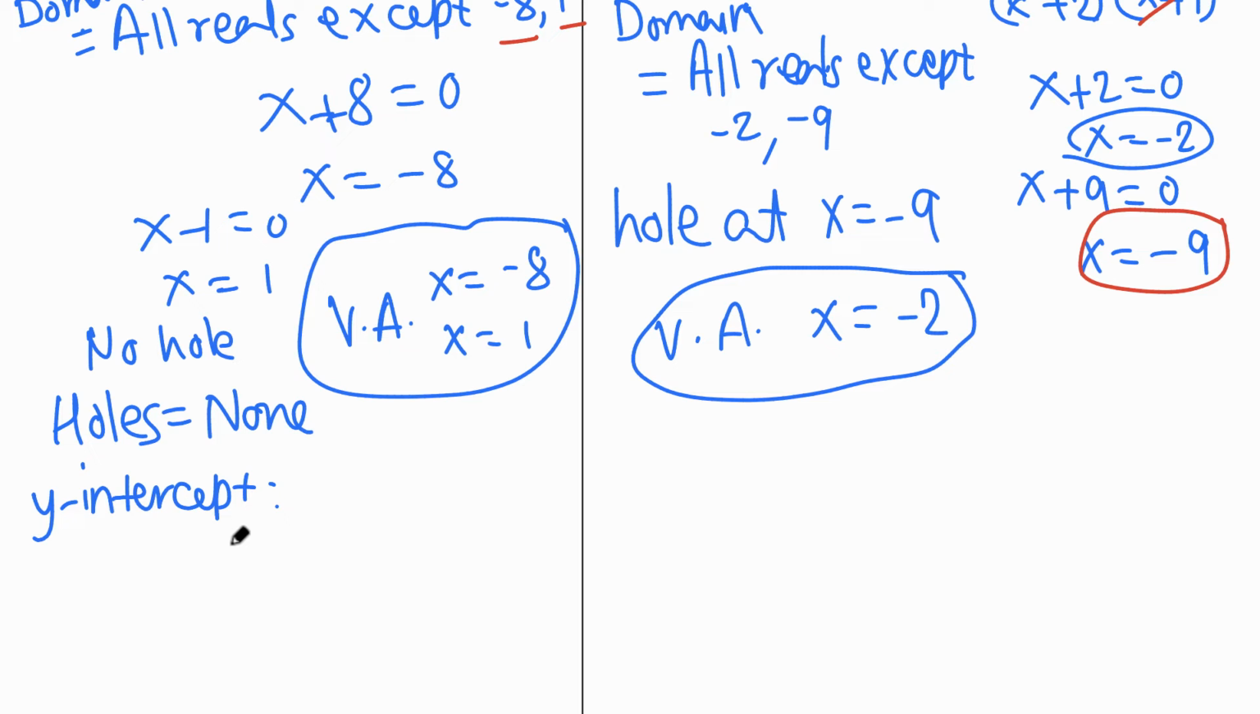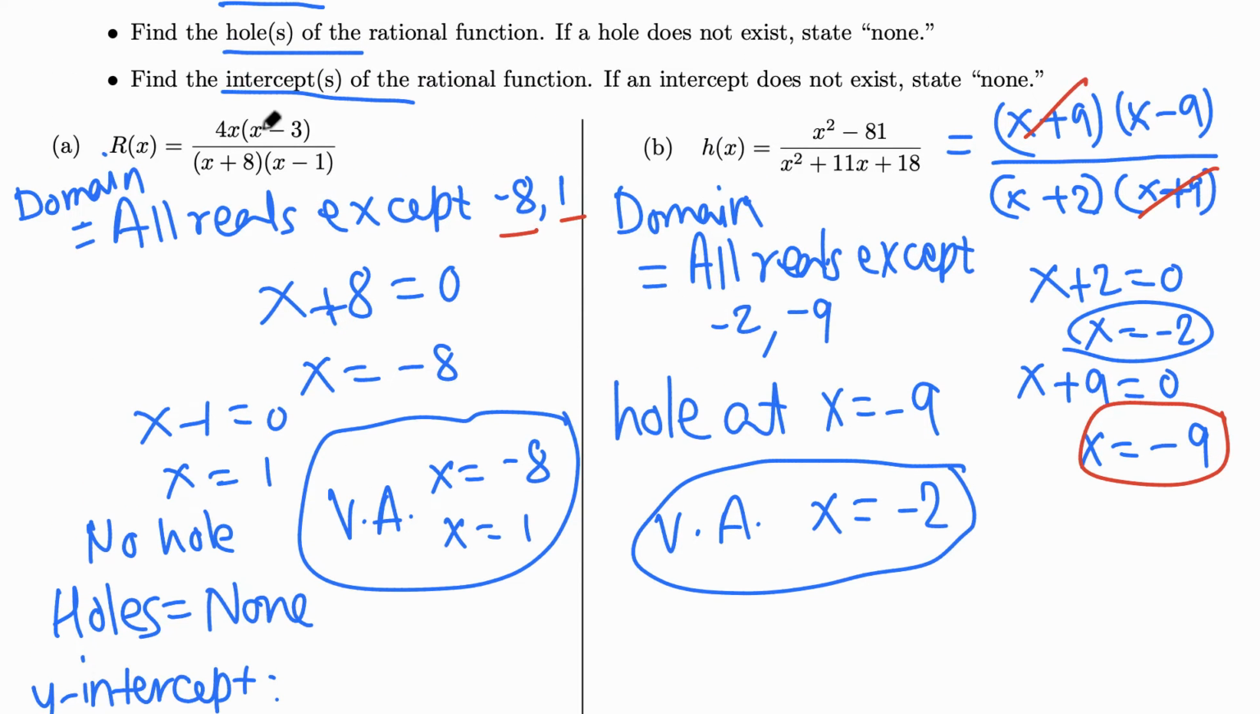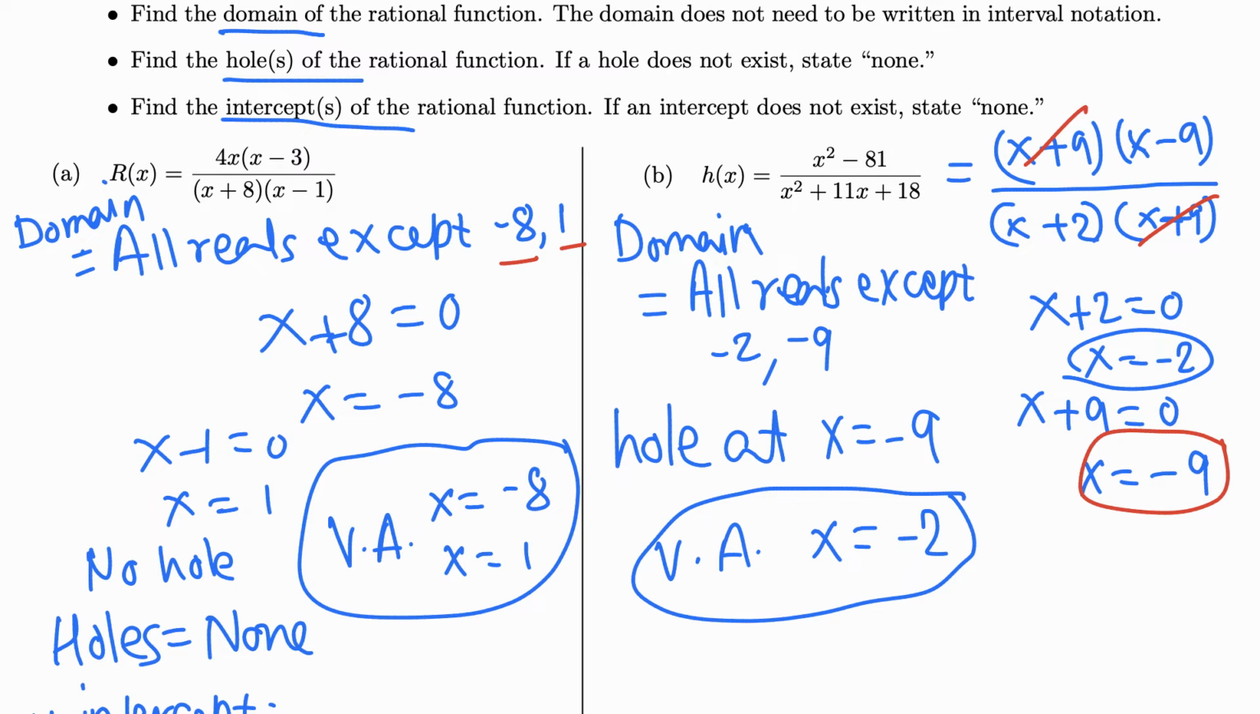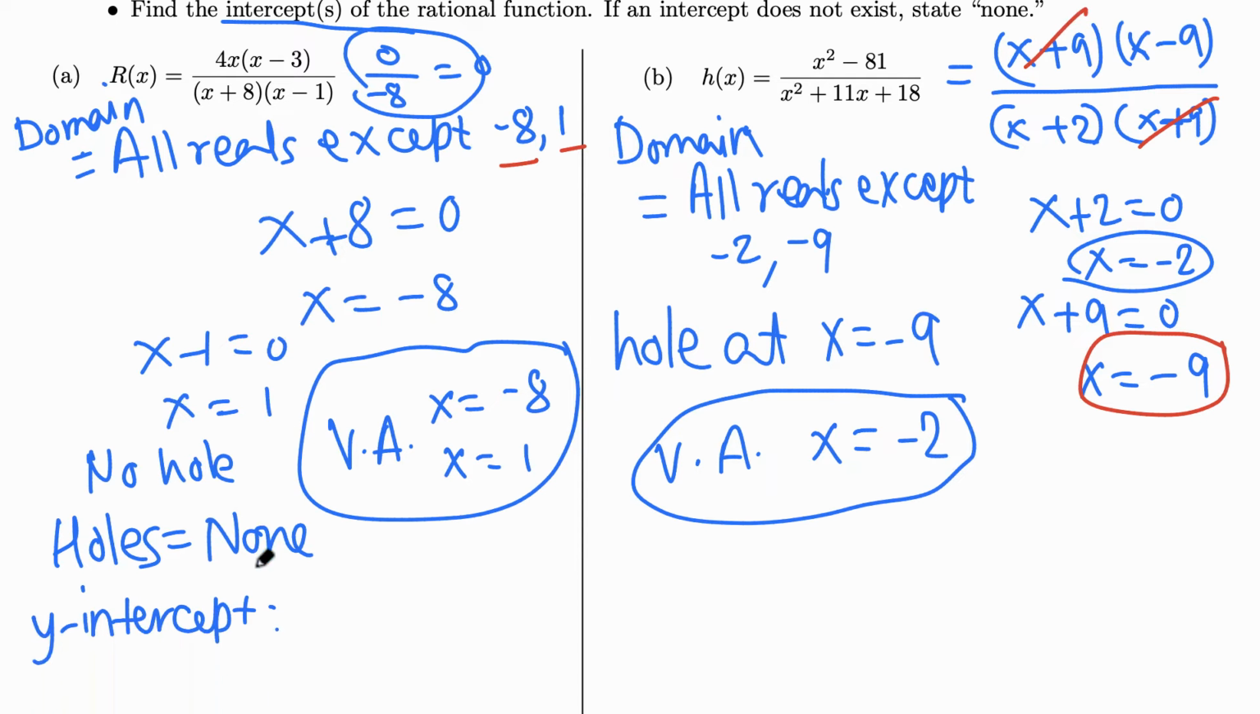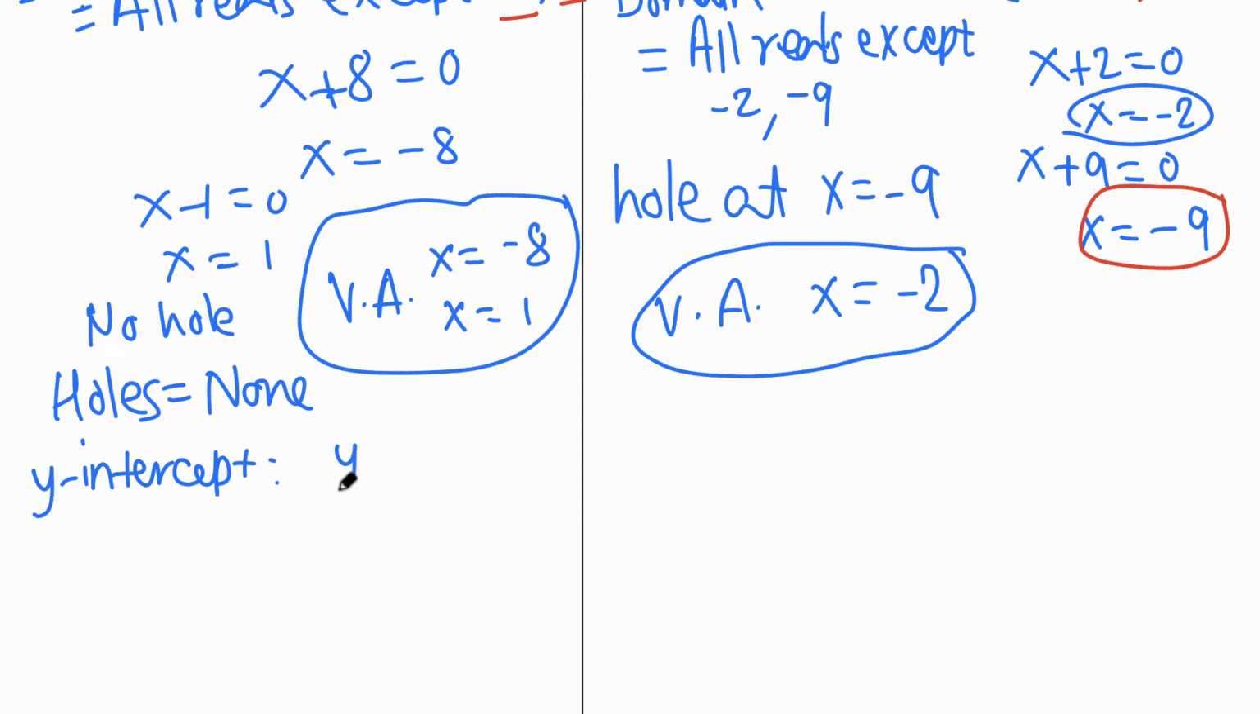So all we have to do is plug in x equals 0. Go back and plug in 0. So when we plug in 0, 4 times 0 times something is 0 on the top anyway. On the bottom, 0 plus 8 is 8, minus 1, negative 8. So 0 over whatever number is 0. So y-intercept is y equals 0.